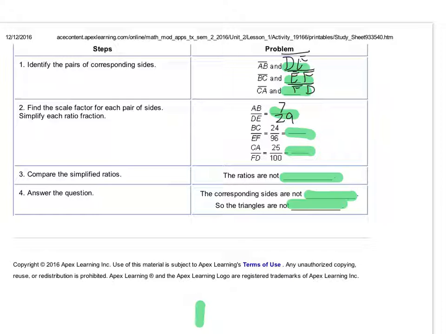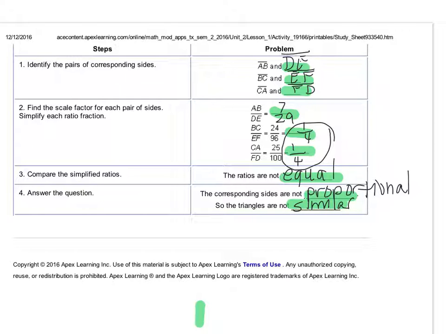BC is 24 and EF was 96. That can be reduced to 1/4. And then CA is 25 over 100 to FD, so that one can be reduced to 1/4. But you see how these two both equal 1/4, and this one, 7 over 29, does not reduce to 1/4. The ratios are not equal. As a result, the corresponding sides are not proportional, so the triangles are not similar.